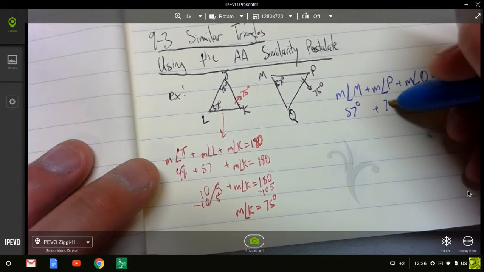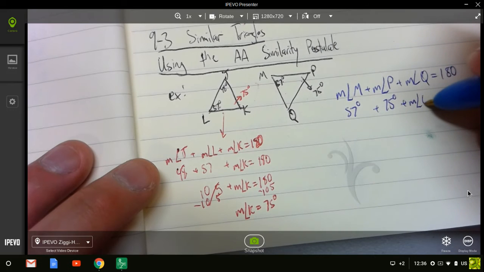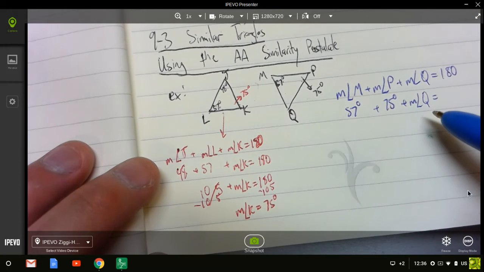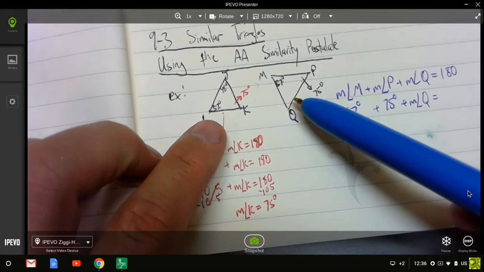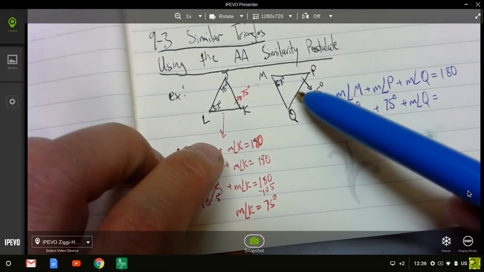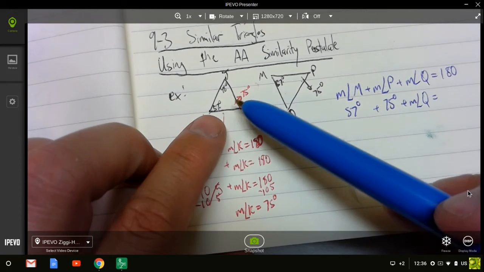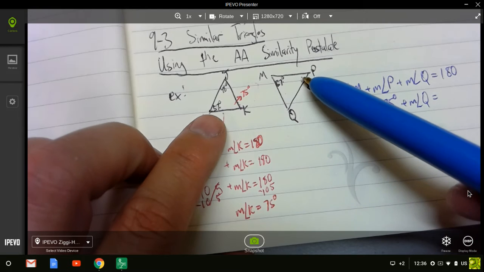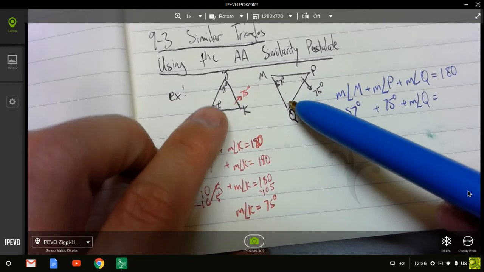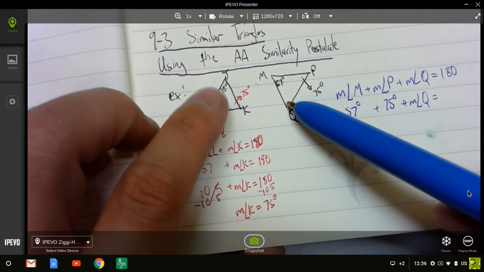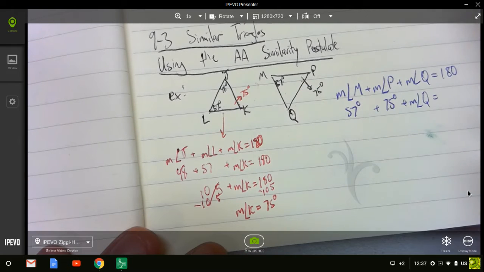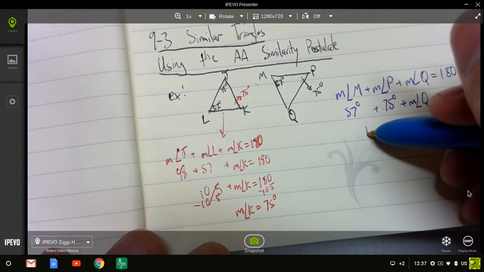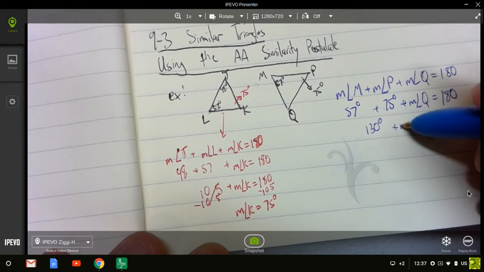57 degrees plus 75 degrees. We don't know the measure of angle Q. Let's just ask ourselves, what do we expect angle Q to be? Well, if these two triangles have to be similar, all the angles should end up being the same. We have 57, 75, 57, 75. Let's guess that the other one should be 48, because they should all be congruent if both of these triangles were to be similar. But let's see that. So 57 plus 75 should be 130 degrees if you do some quick math there.